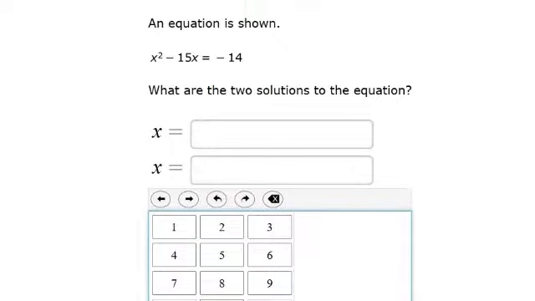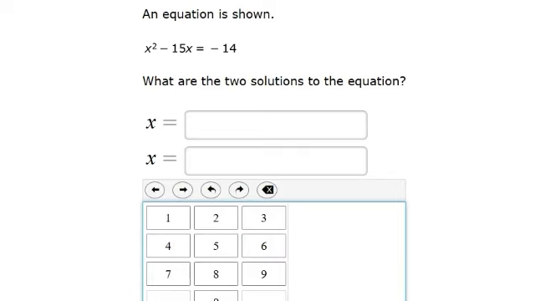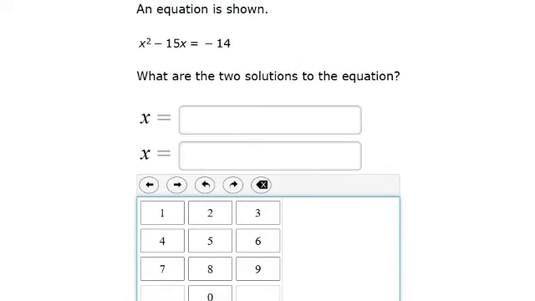An equation is shown: x squared minus 15x equals 914. What are the two x values? From here only I can tell the answer. I use the discriminant formula. By looking at the question, I can directly tell the answer. How to solve this question? Write this down, okay? Take your pen.